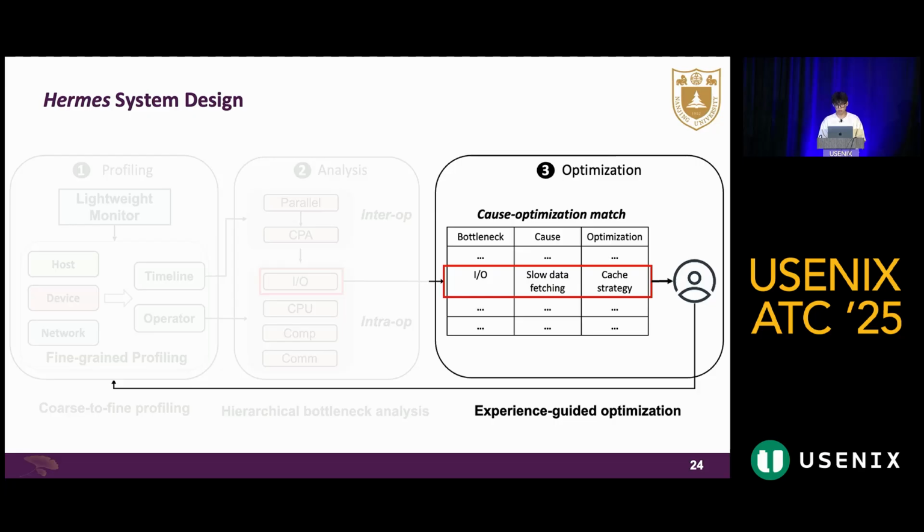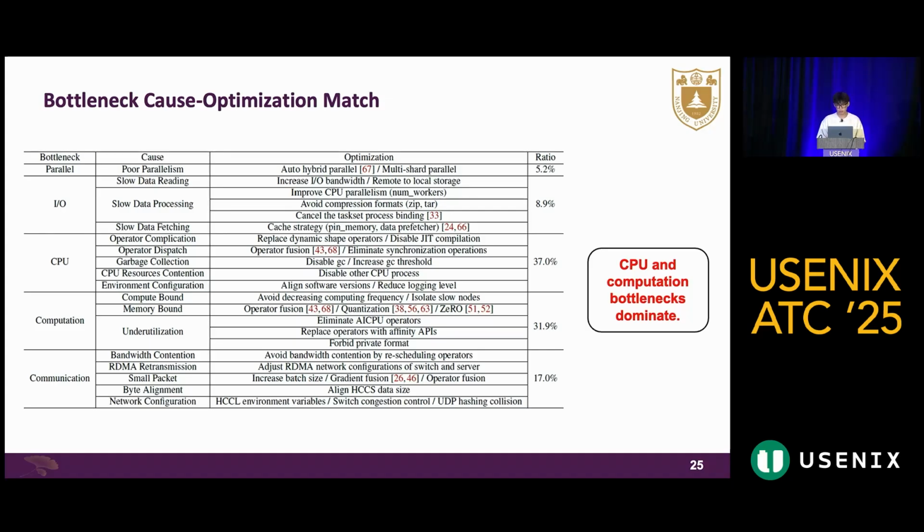Finally, in the optimization stage, Hermes provides automated suggestions with an optimization tool, MSTT Advisor. It does this through a cost and optimization matching table built from our extensive experience. We have built a knowledge base from over 135 real-world industrial cases, which maps specific bottleneck costs to optimization strategies. As you can see from this table, CPU and computation bottlenecks are the most common issues we have encountered.